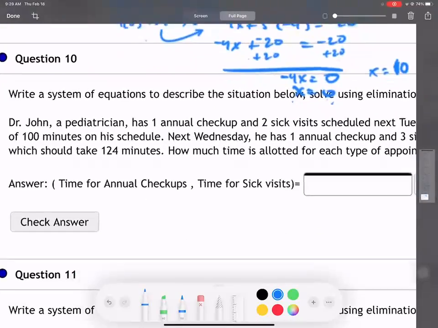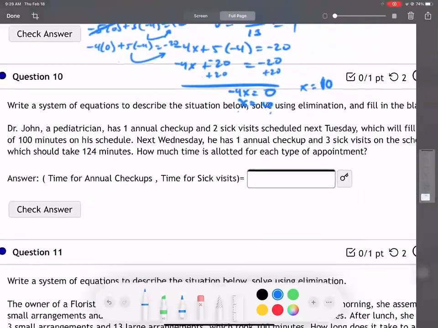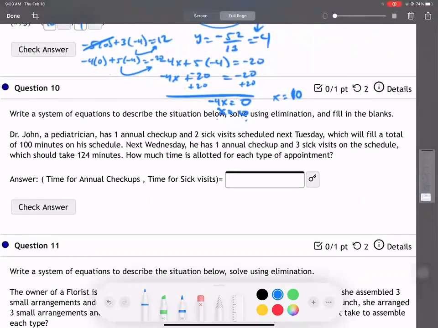Okay, let's go through the next question. Dr. John's a pediatrician with 1 annual checkup and 2 sick visits scheduled on Tuesday, which will fill a total of 100 minutes. Okay, 1 annual checkup plus 2 sick visits add up to a total of 100 minutes total. On Wednesday, he has 1 annual checkup and 3 sick visits, and that adds up to a total of 124 minutes. How much time is allotted for each type of appointment?